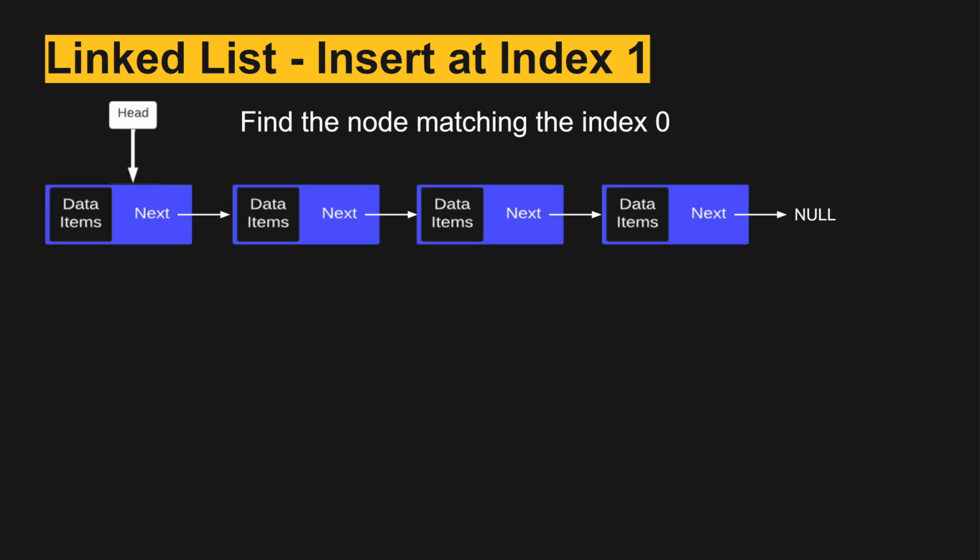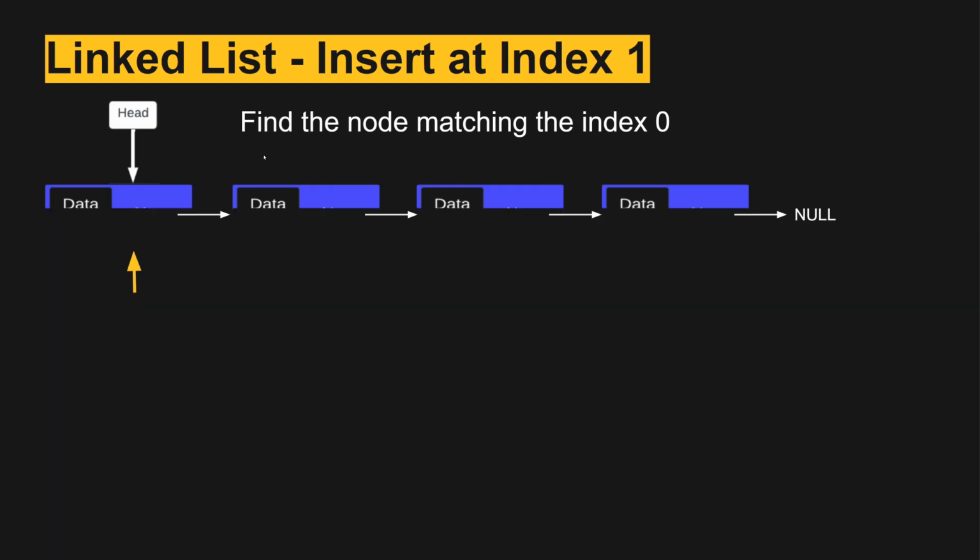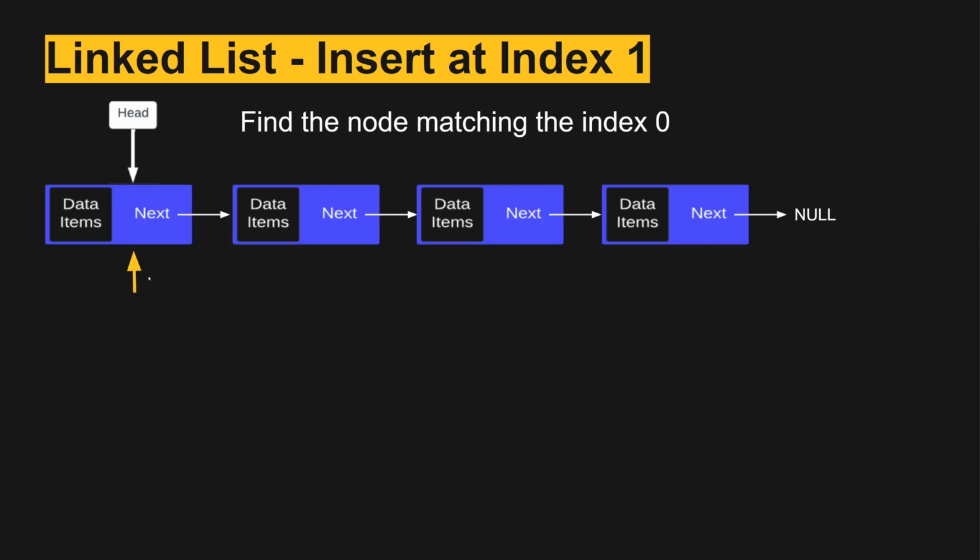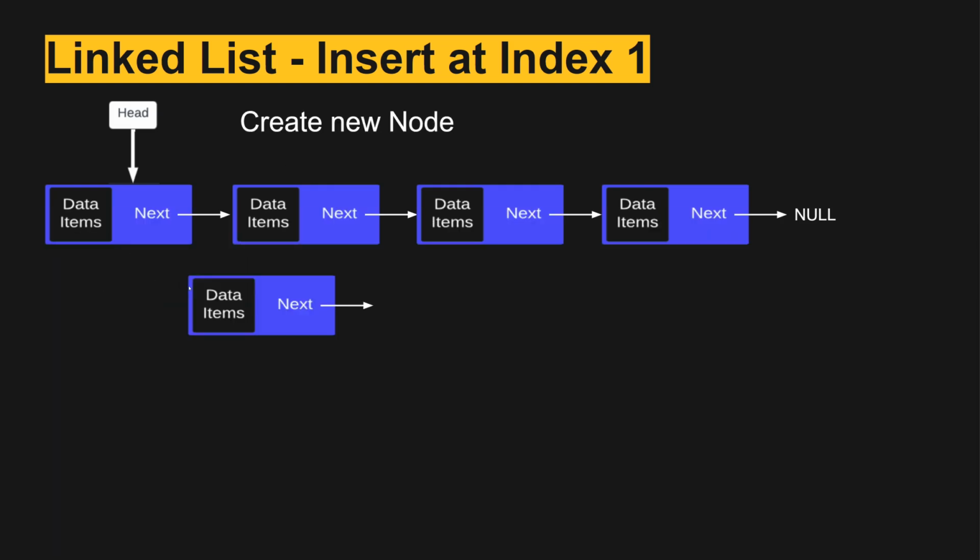So if we want to insert at index 1, that means that we want to inject our new node between these two. So the first thing to do is to find index -1, or index 0. In this case, it's the very first one, which is index 0. So the next step is that we create our new node.